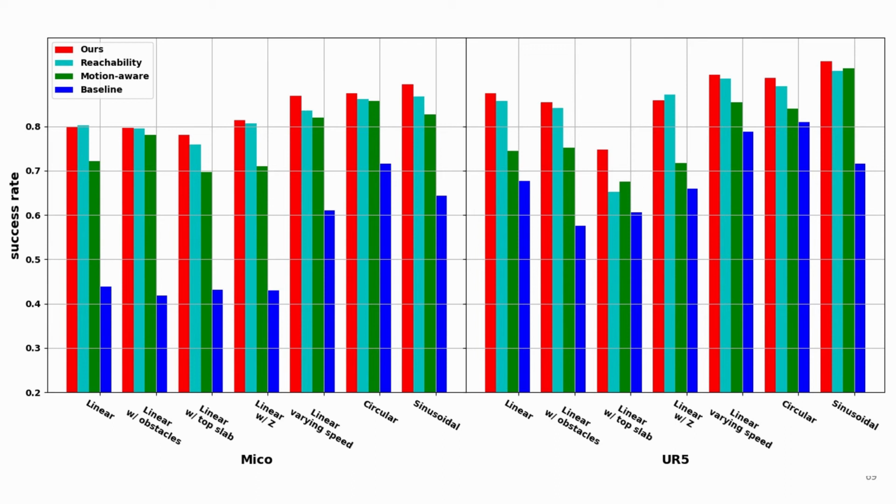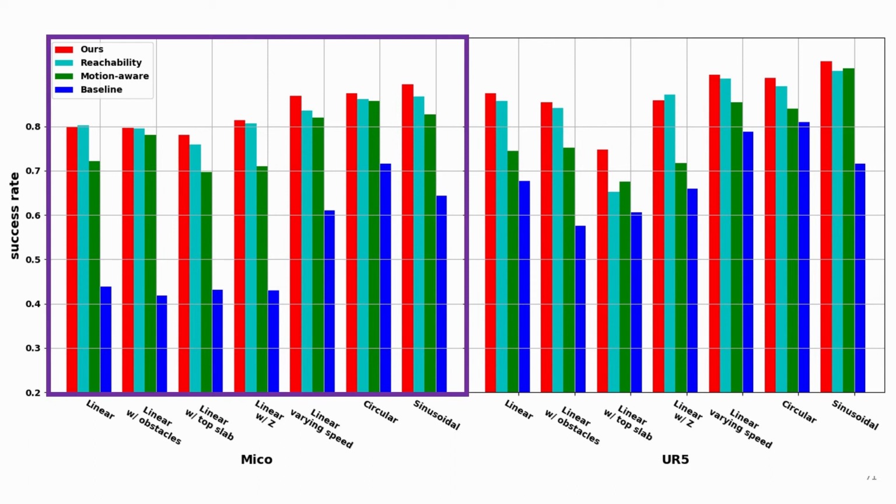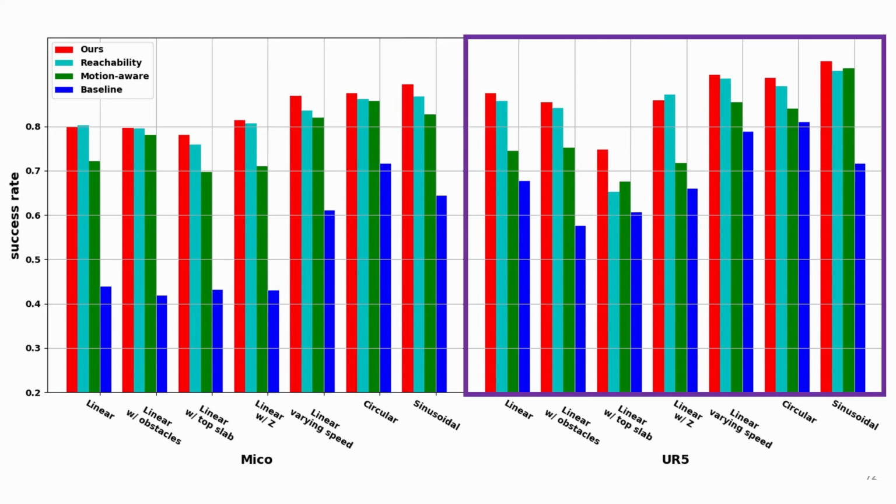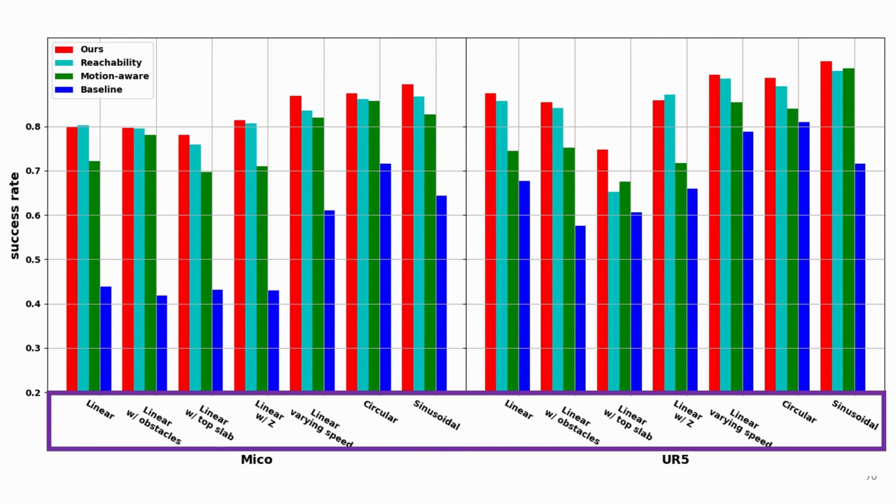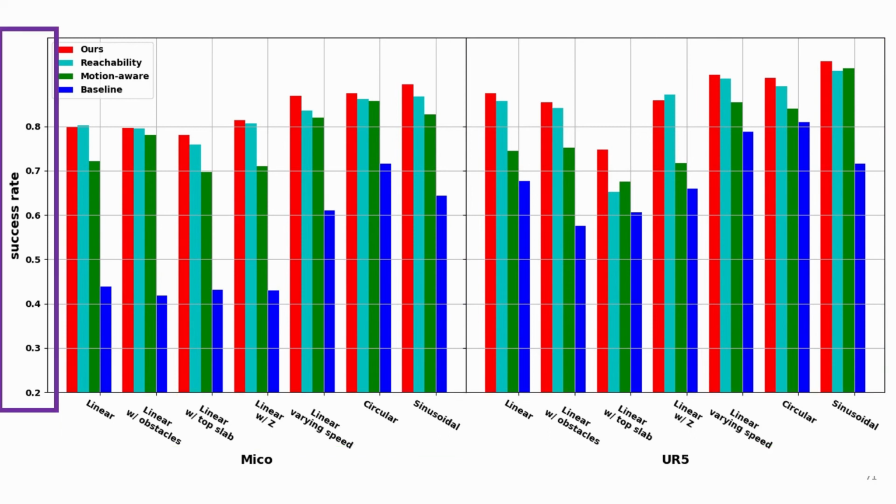Each number reported is the average over 700 trials. On the left, we have the results for MIKO arm. On the right, we have the results for UR5. The x-axis shows different tasks. The y-axis is the success rate. There are a few things we would like to highlight here.